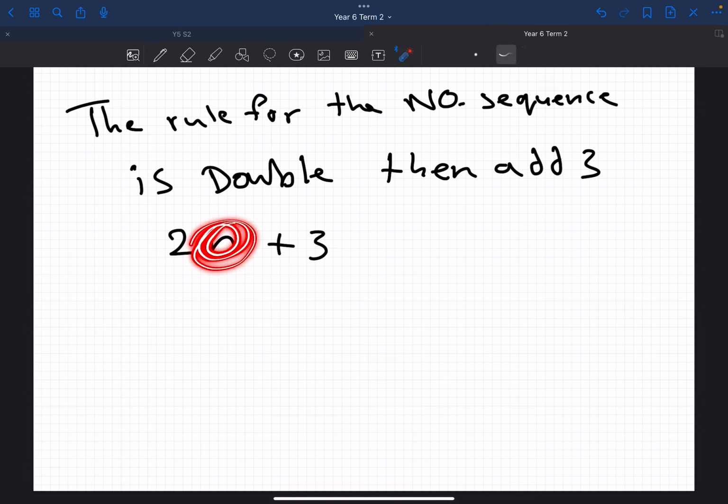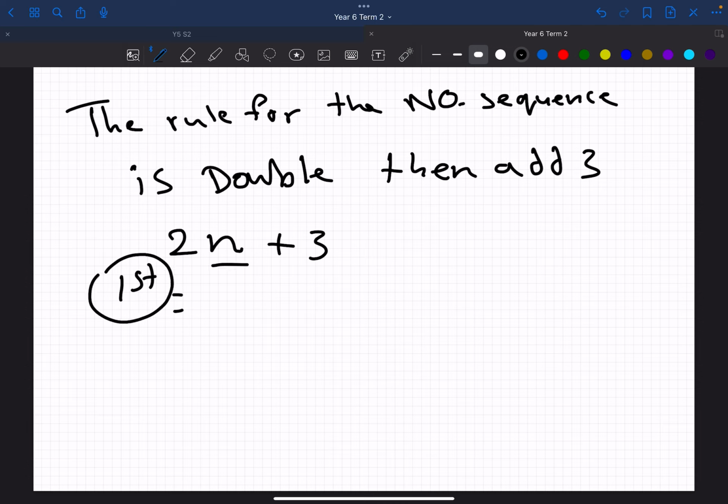The n means number, 2 means double, and 3 means add 3. So 2n plus 3. So when I ask what the first number should be, what's the first in the sequence, you will write 2 times 1 plus 3, which equals 5, because 2 times 1 is 2, and 2 plus 3 is 5.